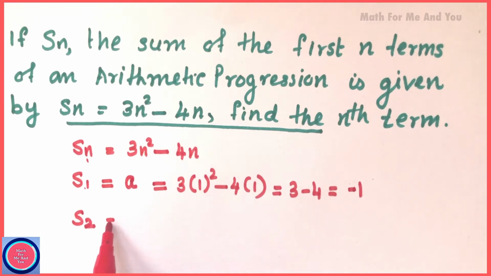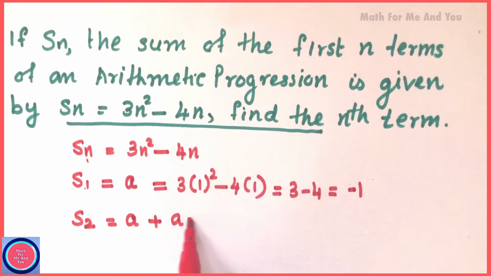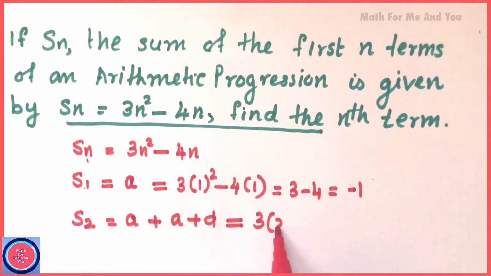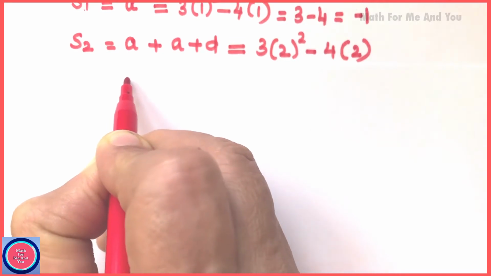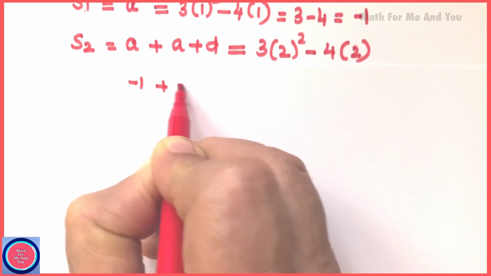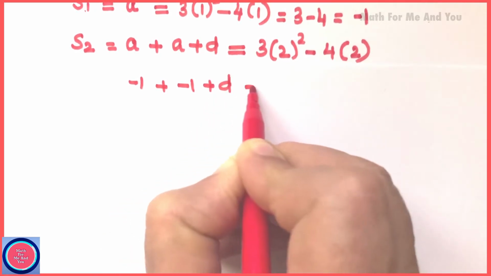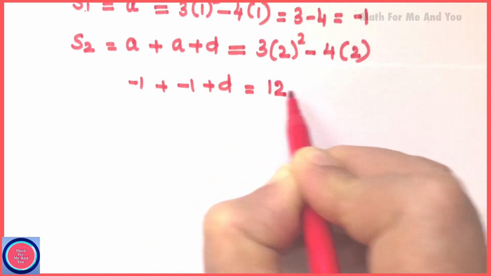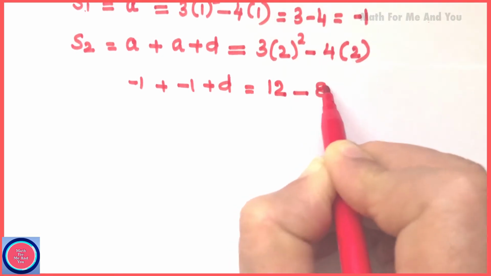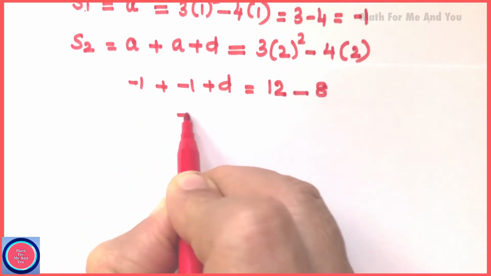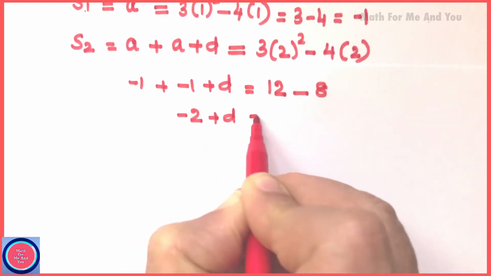S2 we can calculate. What is S2? The sum of first term and second term. First term is A plus second term is A plus D. That is, in place of n put 2. 3 times 2 square minus 4 times 2. Left side A, the value we know it is minus 1. So it is A plus A, minus 1 plus D we write as it is. 3 times 4 is 12 on the right side minus 4 times 2 is 8. Minus 1 plus minus 1 is minus 2 plus D is equal to right side. 12 minus 8 is 4.